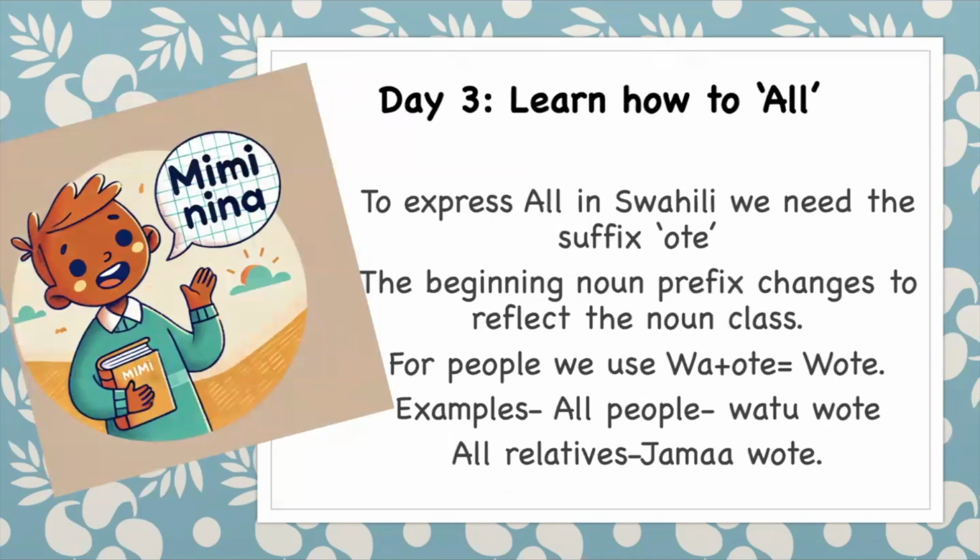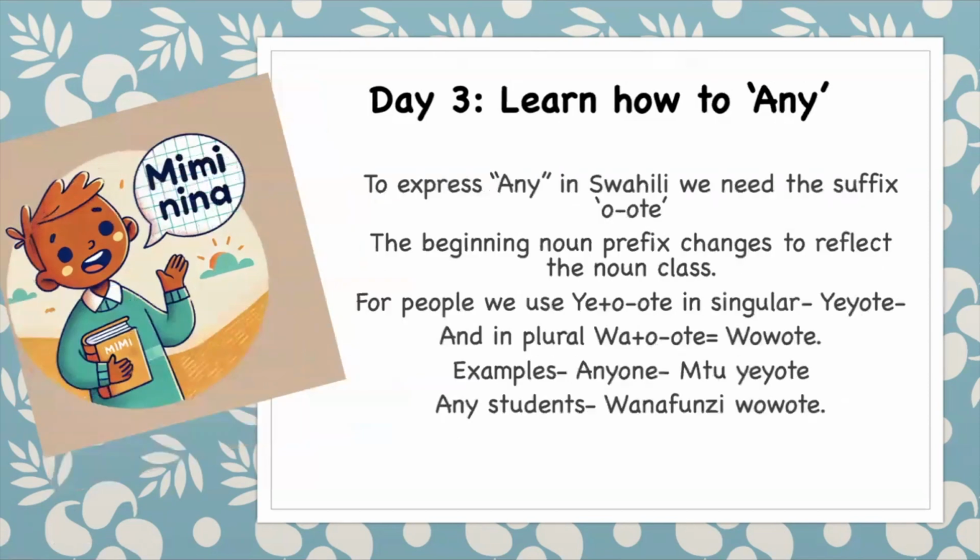How to work with all. So to express all in Swahili, we need the suffix ote. The beginning noun prefix changes to reflect the noun class. Again, for people, it's wa, and then you're going to need ote, which is your suffix, which gives you wote. All people, watu wote. All relatives, jamaa wote. Pretty straightforward. If you're dealing with many people, you're always going to start with WA, okay?